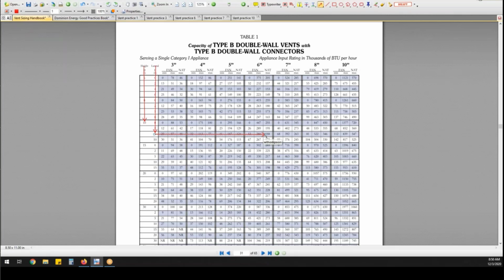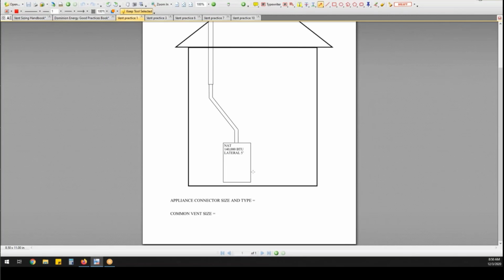Aha! 6-inch will handle up to 188,000 BTUs. So I could do a 6-inch. Because it's a single appliance, this would be a 6-inch connector of double wall with a 6-inch main vent going out. Well, what if this was just a straight shot down?